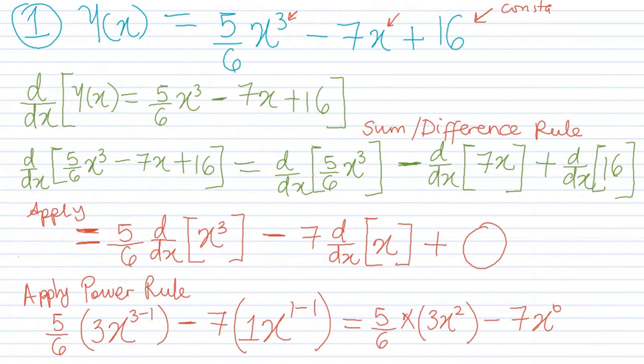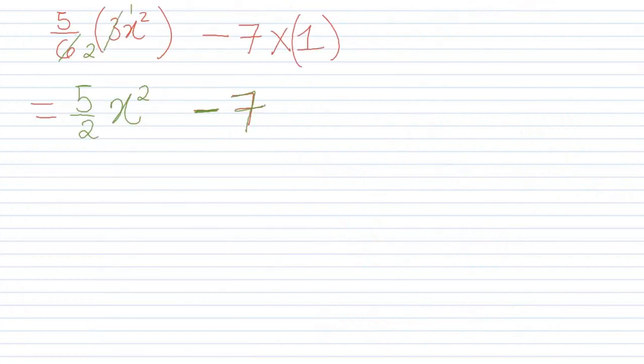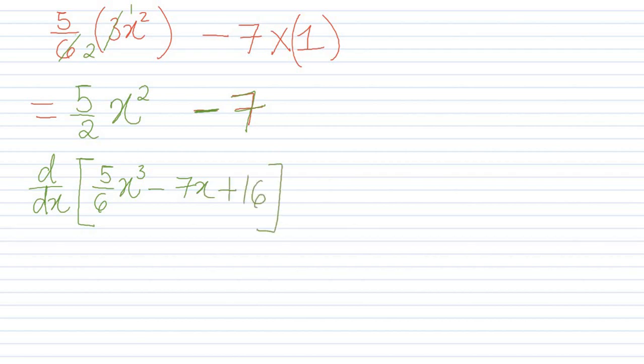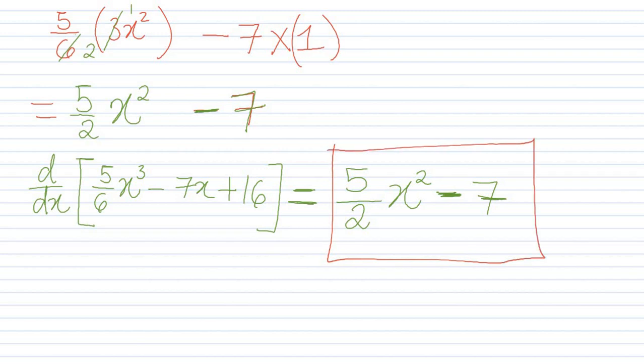So what is the differentiation of all of this? The differentiation of 5 over 6 x cubed minus 7x plus 16 equals 5 over 2 x squared minus 7. And that is basically your answer to the question.